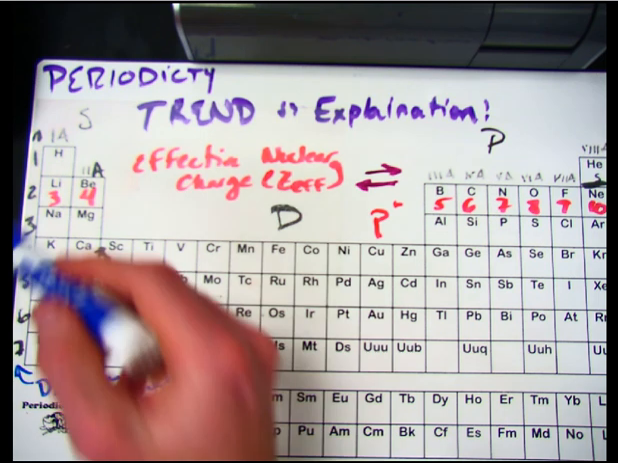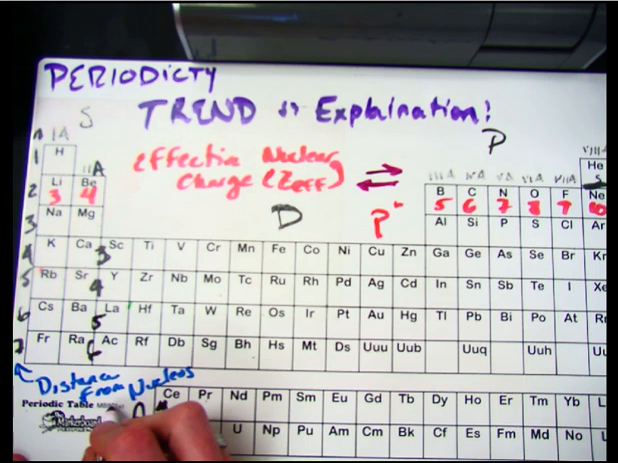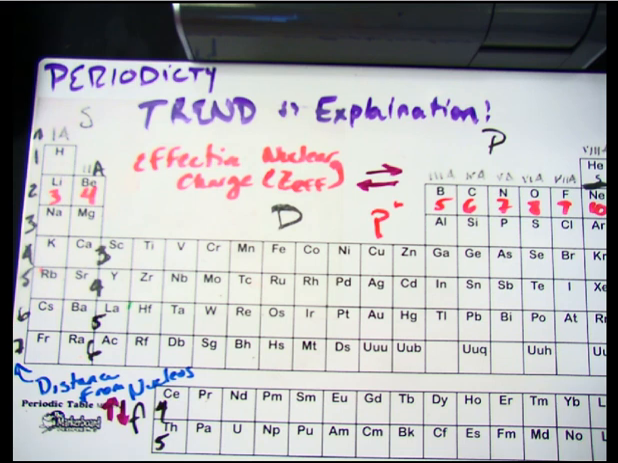And the further something is from the nucleus, the further something is from what is attracting it, the weaker the attraction. The further you are from the person you love, the greater the distance between you. Long distance relationships are doomed to fail because attractive forces dissipate with distance. And anytime we are discussing a trend from top to bottom, or bottom to top, we will be discussing it in terms of the distance from the nucleus or the principal energy level. Those are the same thing.